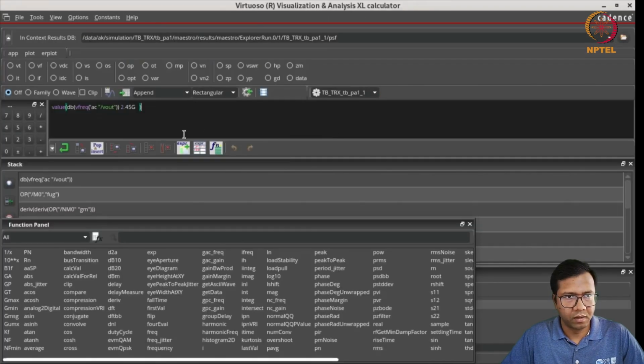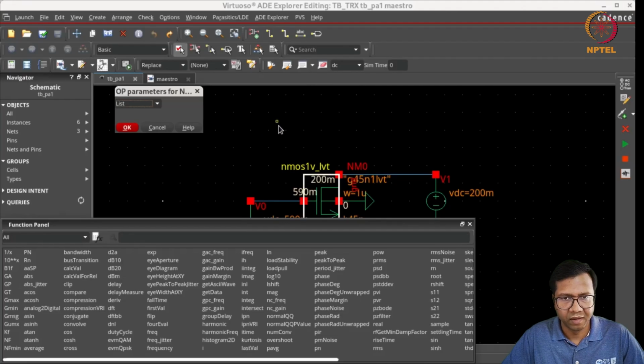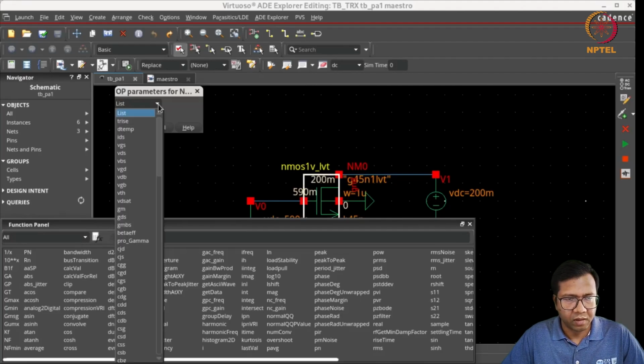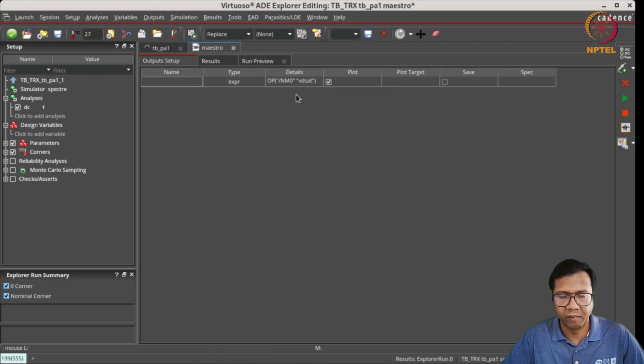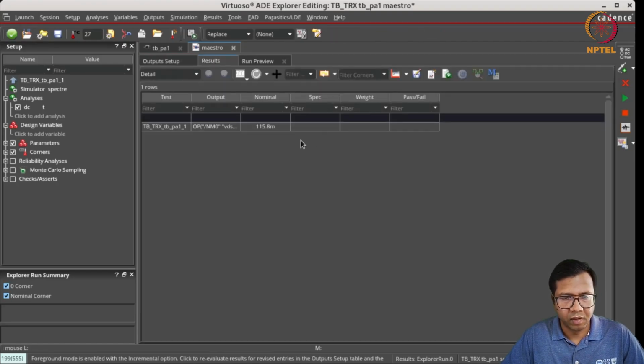We can add the VDSAT of this device as an output parameter for the simulation, so that we get to know how much headroom we have in the VDS. Here we can see that for this VGS value, the VDSAT is 115 millivolts. So 200 millivolts has sufficient margin to keep the MOSFET in saturation.